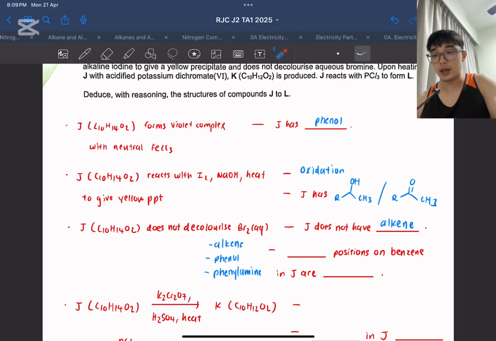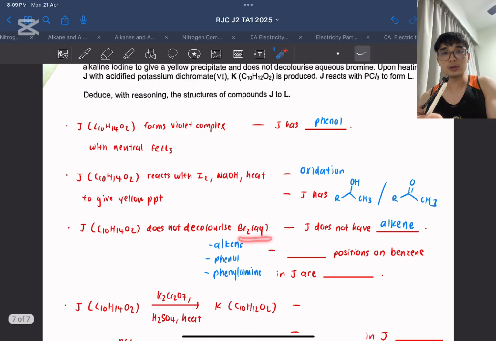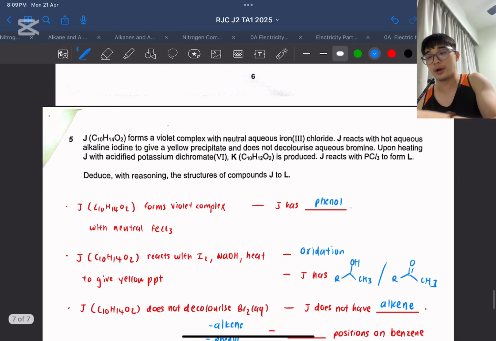If it doesn't decolorize bromine, does that tell you there's no phenol? Wait, we just said there's phenol. We know for sure there's a phenol. Shouldn't phenol undergo reaction with Br2 aqueous? Right? Because we learned before that phenol will react with Br2 aqueous to form this tri-substituted product. Okay, it substitutes on the 2,4,6 position right here.